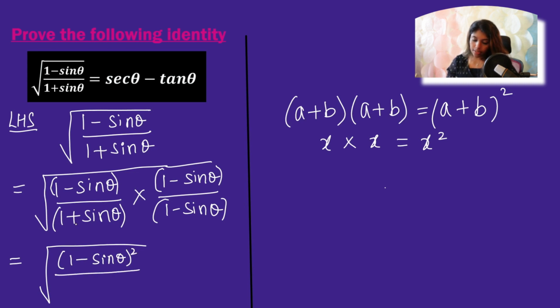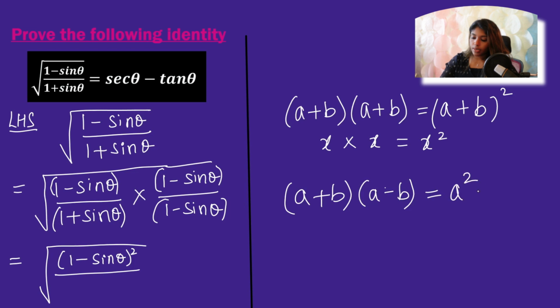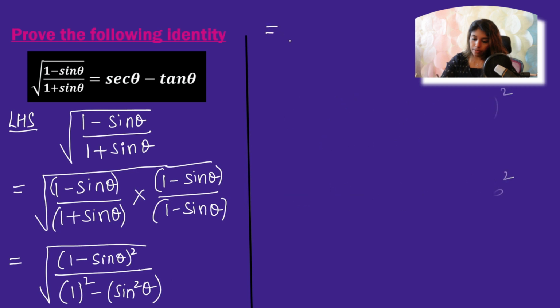Now as you look at the denominators, you can see it is 1 plus sine theta times 1 minus sine theta. This looks pretty much like the identity a plus b times a minus b, which is equivalent to a squared minus b squared. So your a is 1 and b is sine theta. So we replace that and we get 1 squared minus sine squared theta. Now proceeding further, we get 1 minus sine theta the whole squared divided by 1 squared, which is 1, minus sine squared theta.